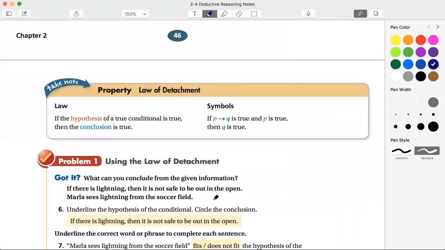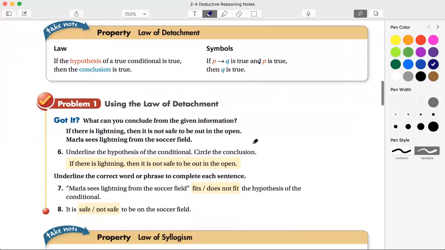All right, so here's a property. This is called the law of detachment. This law says if the hypothesis of a true conditional is true, then the conclusion is true. So if P implies Q is true, and P is true, then Q must also be true. So if we know the whole statement is true, and we know the hypothesis is true, then the conclusion must also be true. So using the law of detachment, if there is lightning, then it is not safe to be out in the open. Marla sees lightning from the soccer field.